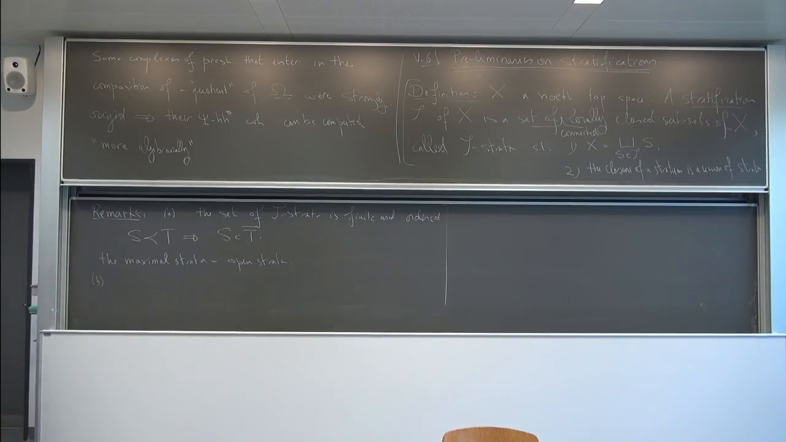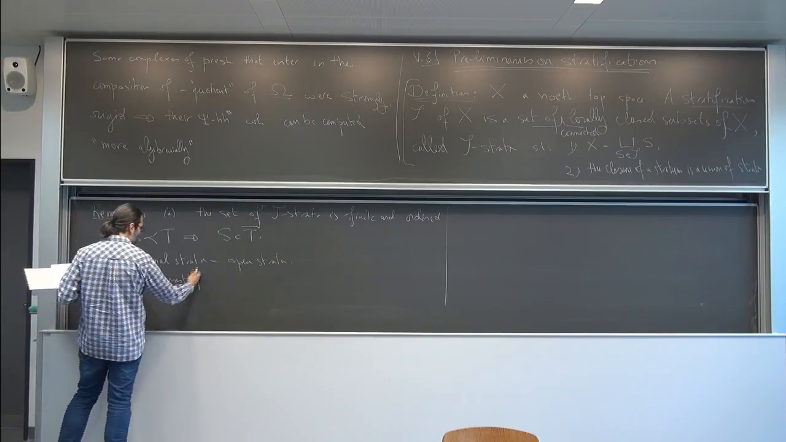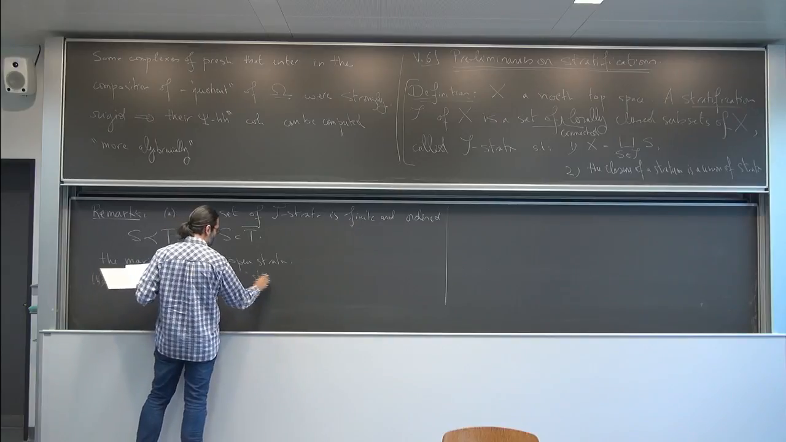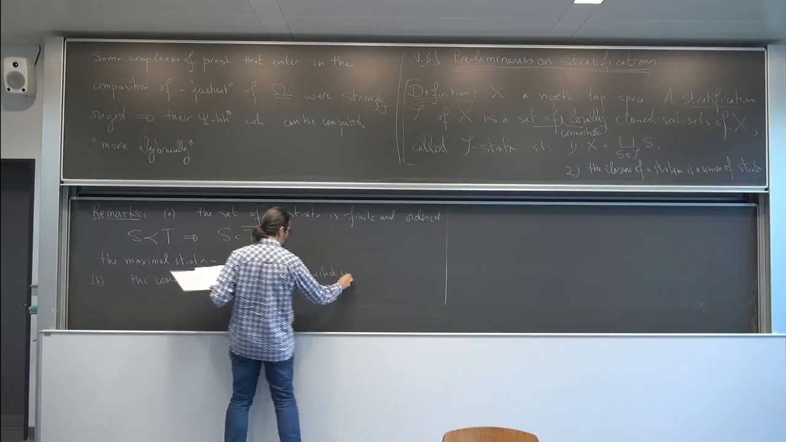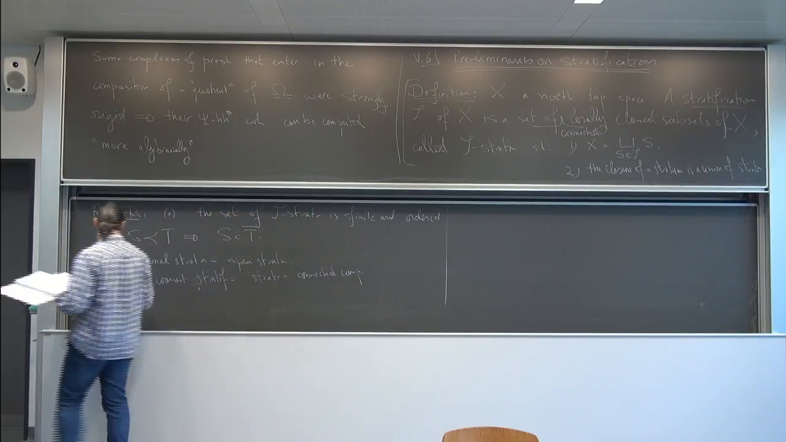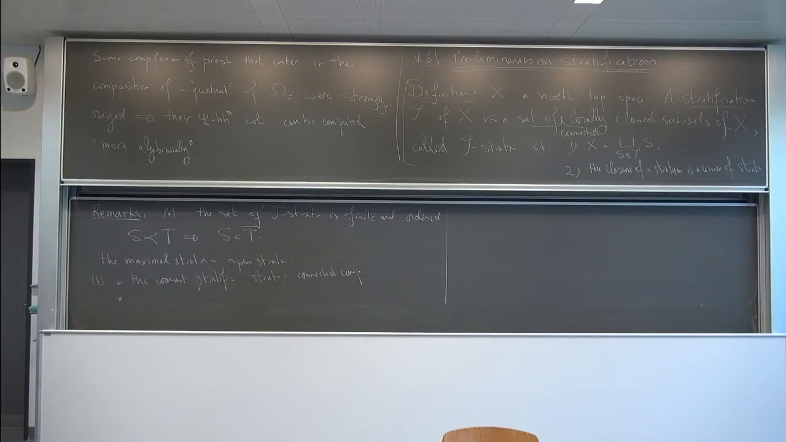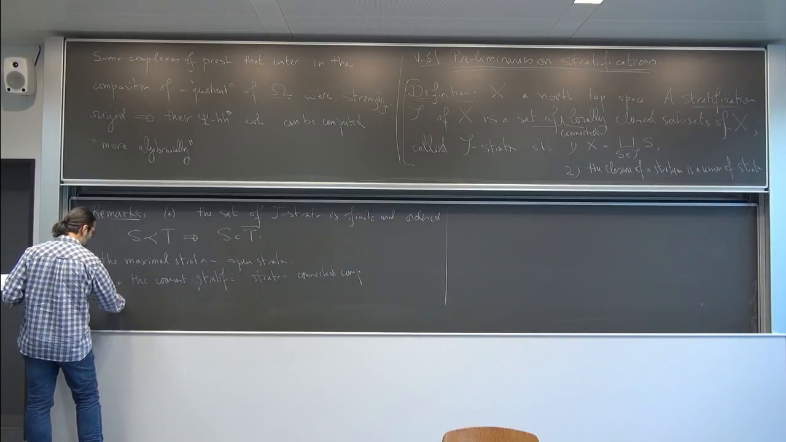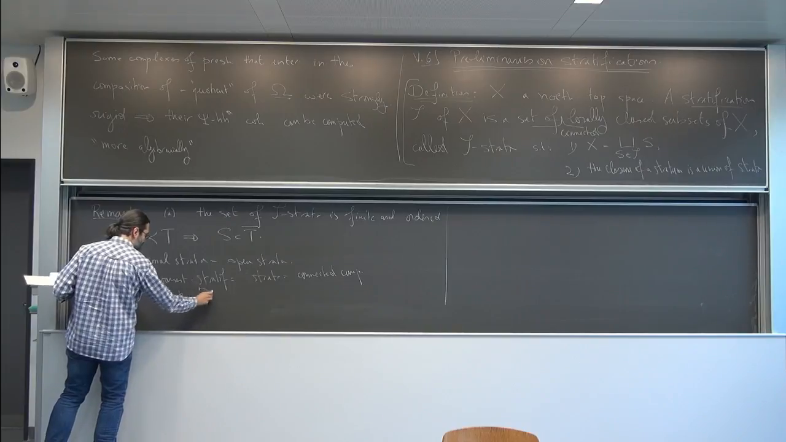And of course, there is the so-called coarsest stratification. This is the one which has strata the connected components of X. And more generally, we can say a stratification is finer than another. So we can speak about S finer than T, this has the obvious meaning.